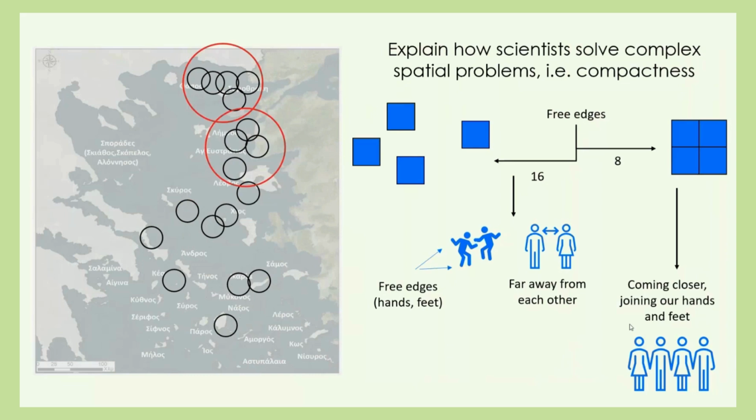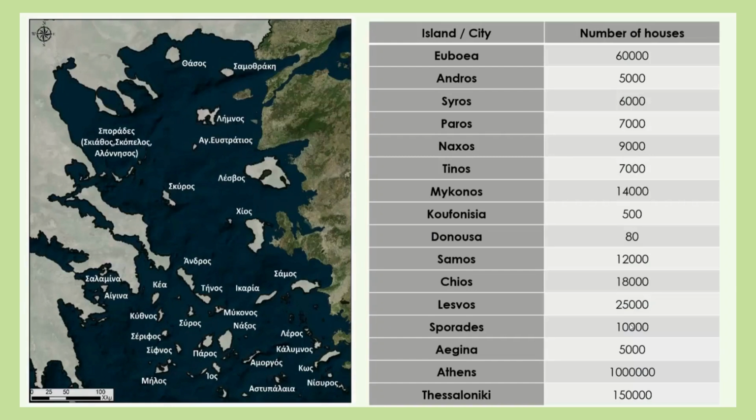So since the students have selected an optimal area, then we provide them with a list of the number of houses in different islands. So we have our offshore wind farm. It will be placed, let's say, close to Athens.